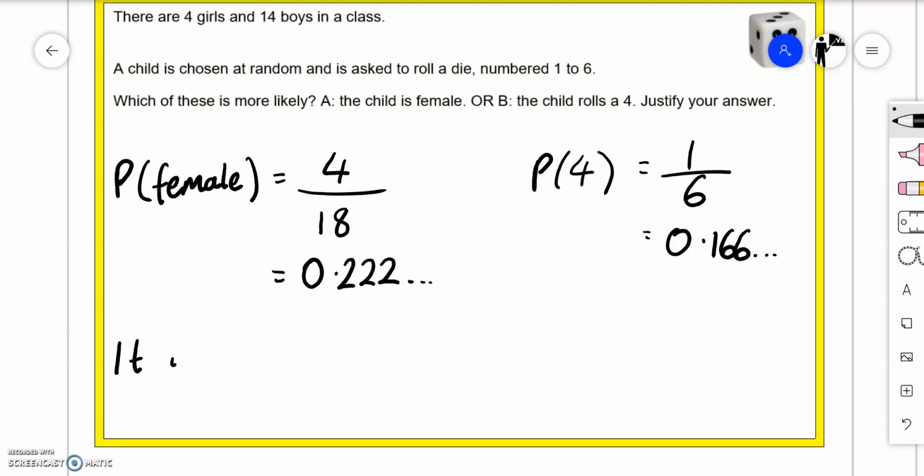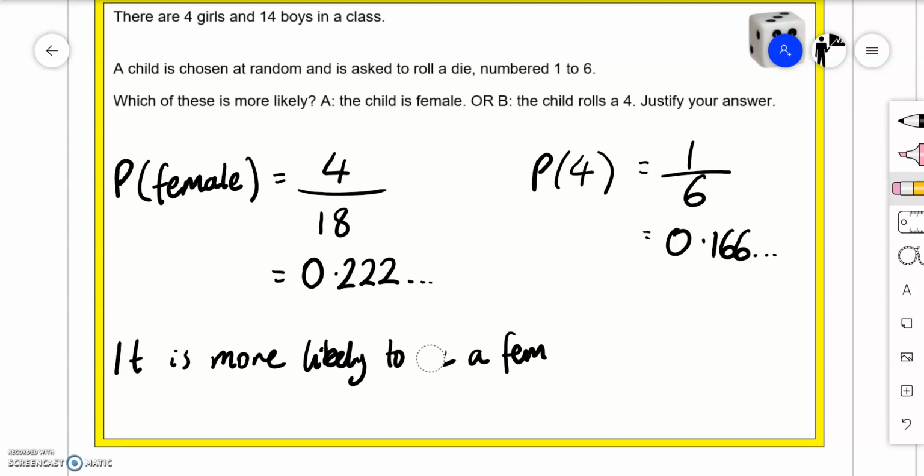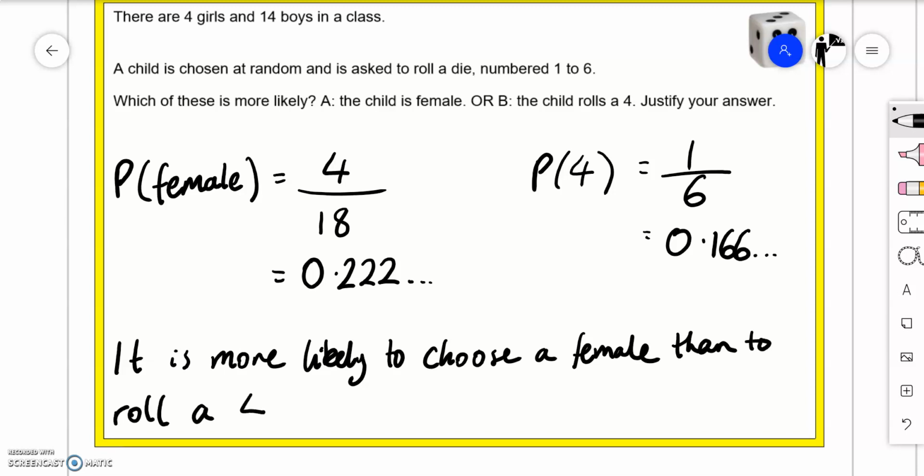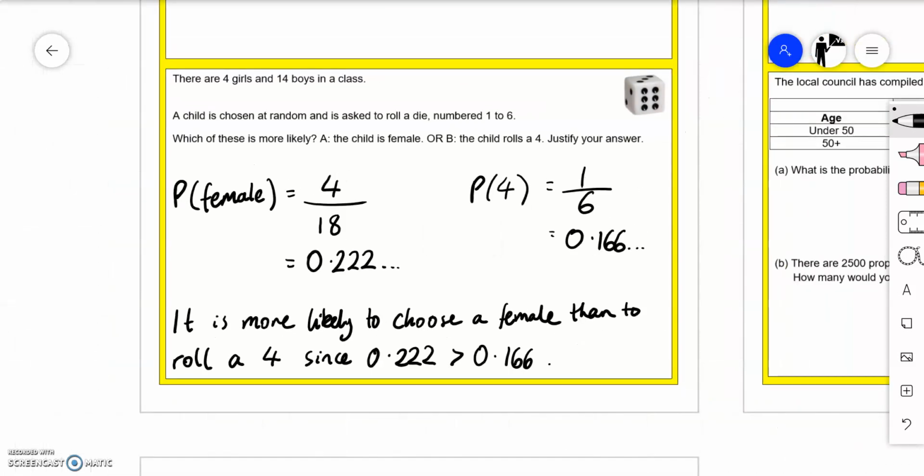So we'll just say it is more likely to choose a female than to roll a 4, since 0.222 is greater than 0.166. Once again, you need to relate it to the question, then have a numerical comparison at the end.